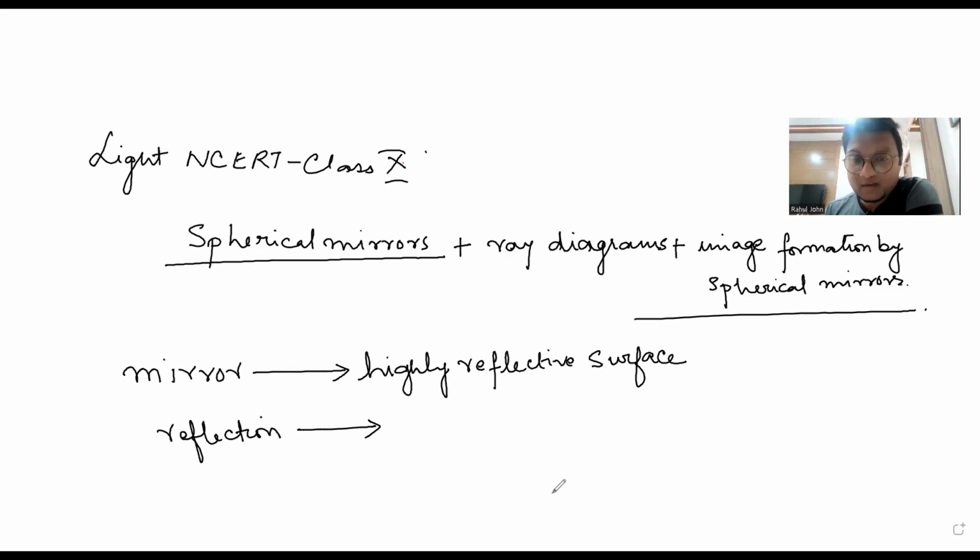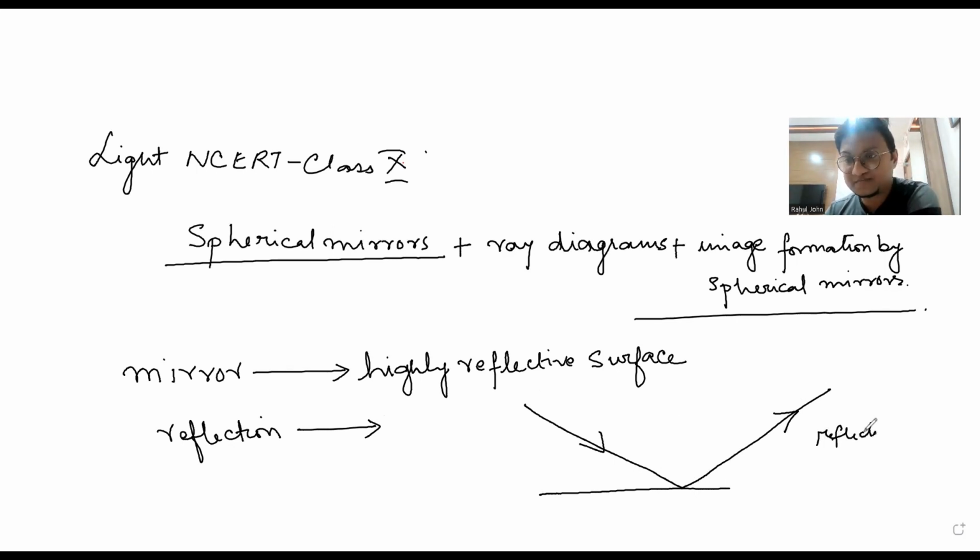So, when a ray of light falls on a surface and bounces back into the same medium, this is known as reflection. So, when the ray of light falls on a particular surface and it bounces back into the same medium, then we call it reflection.